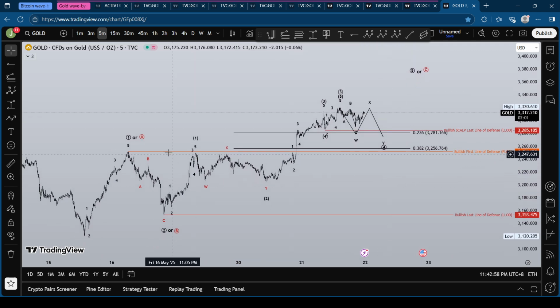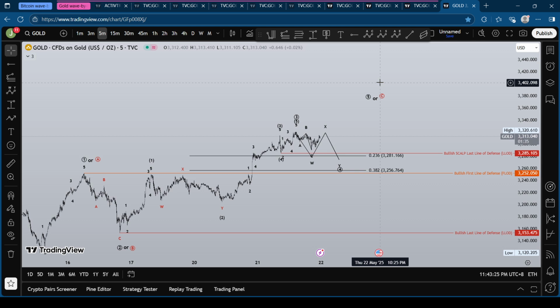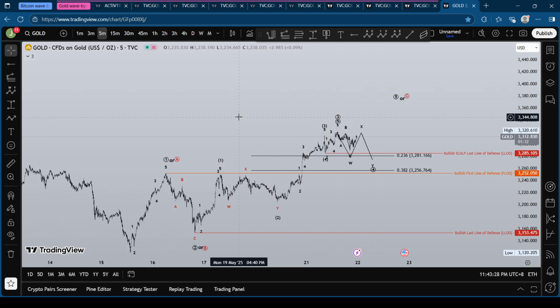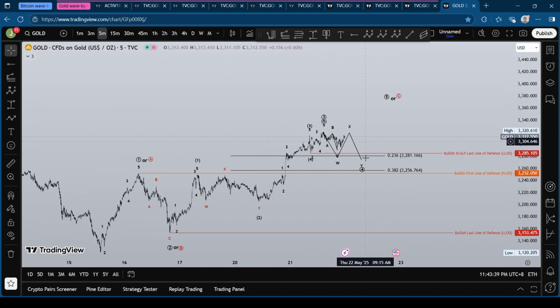As you can see here, I am also considering, instead of an impulse wave, just an ABC. Basically, before 5 waves, there should be 3 waves. So once the 3 waves are completed, that's the only time that I will consider adding 2 more waves for the possible 5 wave uptrend. But as of now, we are just completing the internal waves of the A, B, and the C. So this can be labeled as 1, 2, 3, 4, and then 5 here for the waves.